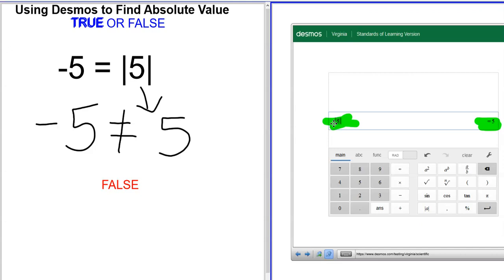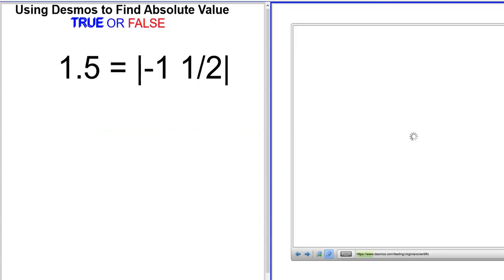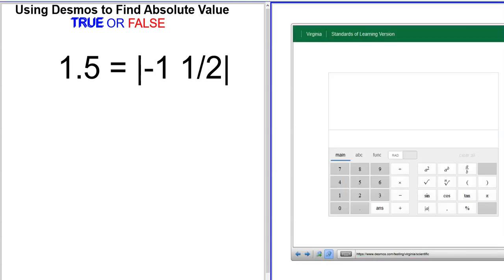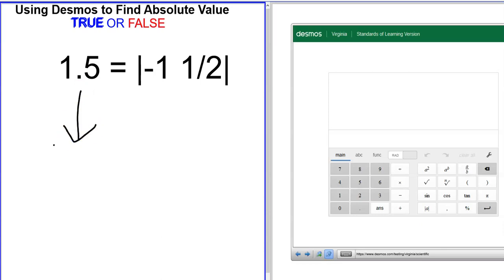All right, let's try another one. Okay, this time we have a decimal and a fraction. So this is where Desmos is especially helpful because we can compare decimals and fractions for this particular concept using a calculator. Now again, I know that 1.5 is already simplified. And I'm going to try to figure out if 1.5 is equal to the absolute value of -1 1/2.